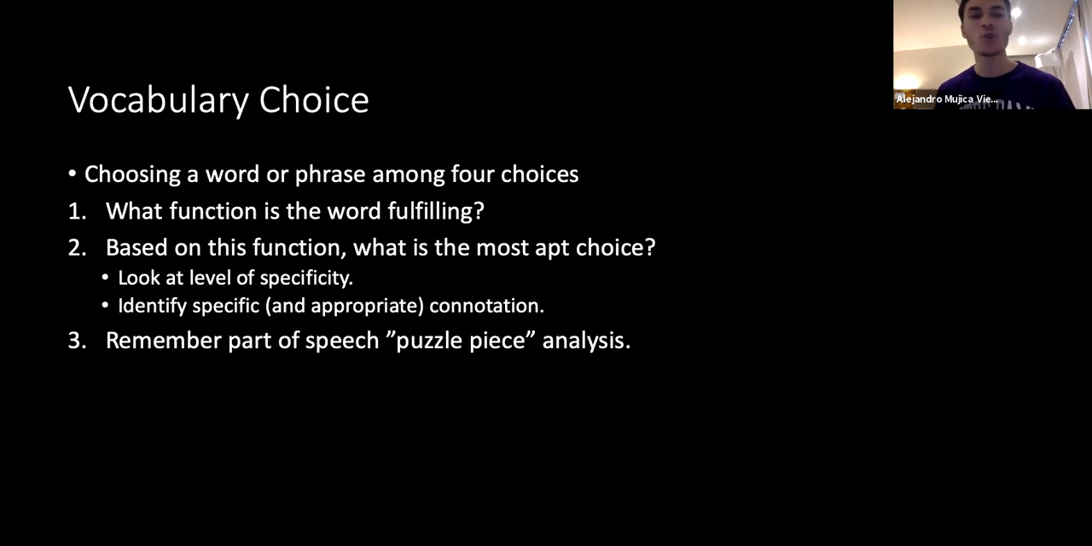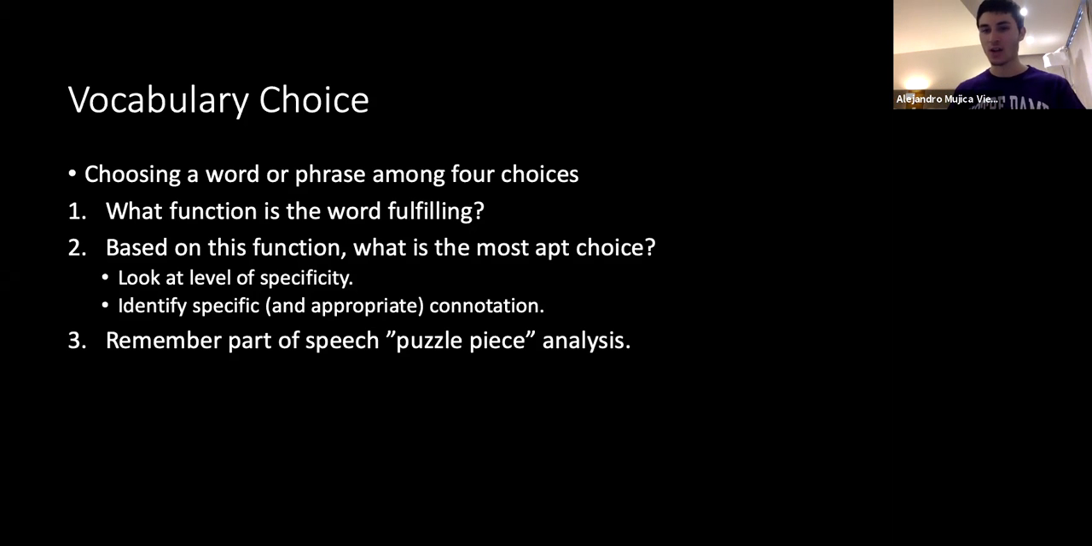Number 1, vocabulary choice. So this question asks you to choose a word or phrase among 4 choices. It's generally oriented by the meaning of the word and how you're supposed to fulfill that function in that specific place. The way it'll generally be presented is either you won't have any question, you just have the 4 choices in an underlined section, or you'll have a short question along the lines of which one fits best or which is the best word to express this meaning.